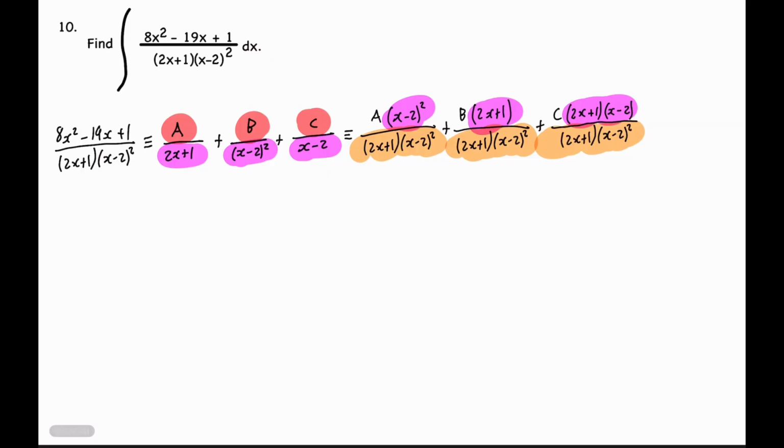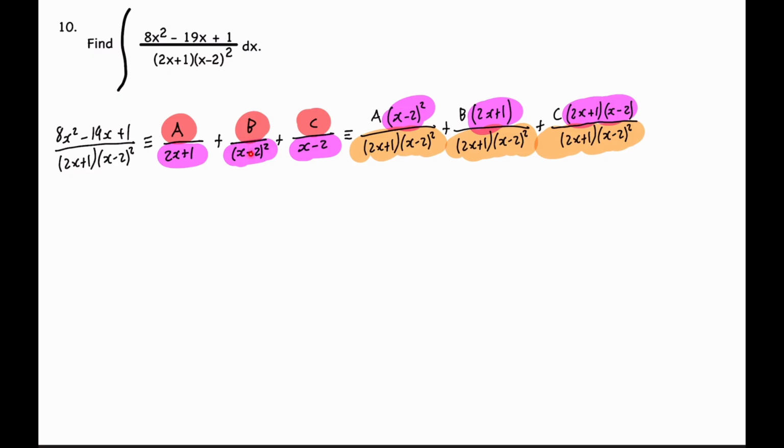A way to find A, B, and C is just to join this fraction back together. So we have the denominator as 2x plus 1 times x minus 2 squared. And we do this by multiplying each of the terms. So for the first term, say A over 2x plus 1, you would multiply by x minus 2 squared over x minus 2 squared, so you get the same denominator. So you would multiply the top and bottom by x minus 2 squared.